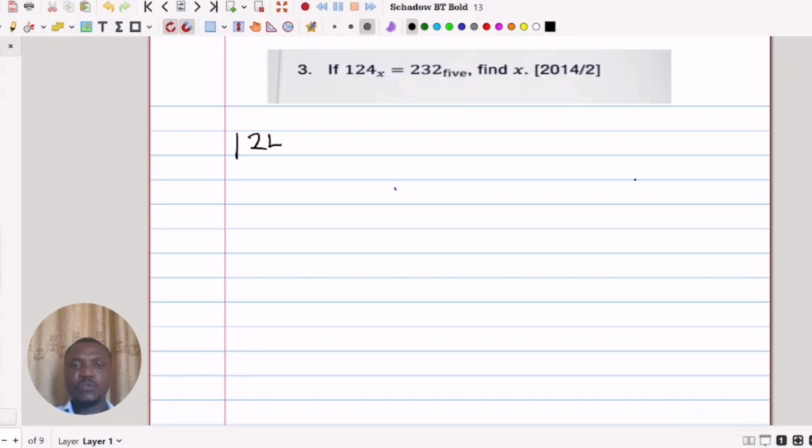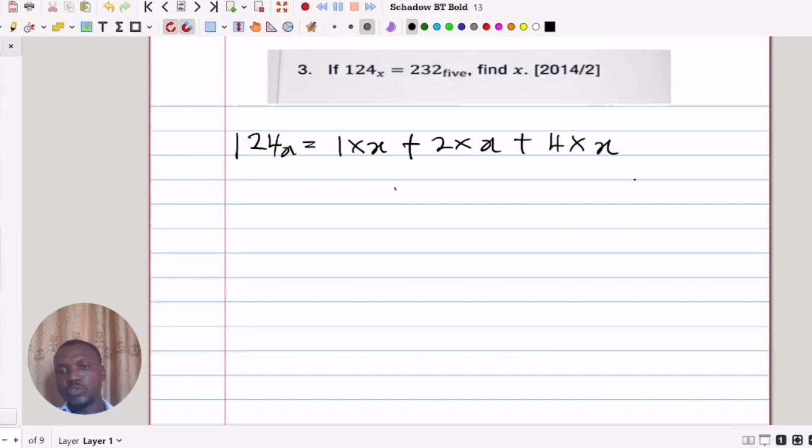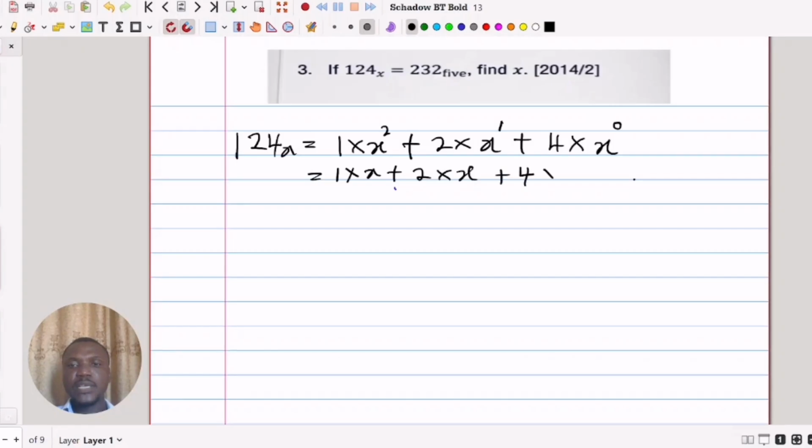I have 124 base x. So I'm going to multiply each number with the base by saying 1 times x plus 2 times x plus 4 times x. Now, once you have done that, go to the last figure here, which is 4. Go to the base, start with 0, then 1, then 2. So you have 1 times x raised power 2 is x squared plus 2 times x raised power 1 is x plus 4 times x raised power 0, that will be 1. So 1 times x squared, that will be x squared.